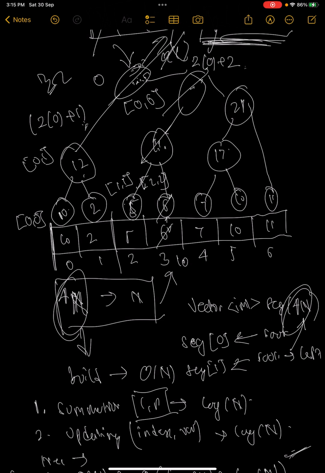So we need to find the summation between 1 and 4. Now we see that we are at a node which represents the 0 to 6 index range. So we will go in both directions, here and here. Now we can see that this is 0 and 1. This is not a proper segment tree, I am just explaining it this way, just to give you the intuition.